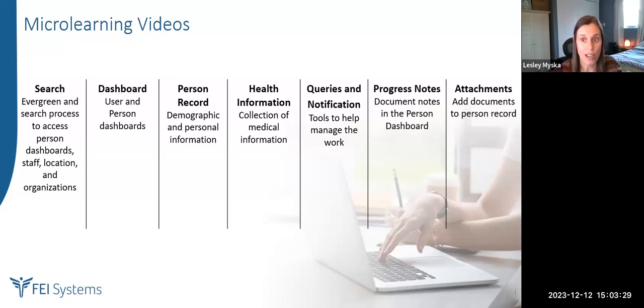Progress notes. If your role allows you to create progress notes, which for DD intake and eligibility staff, you do have the ability to create general progress notes. You can review that microlearning and it will teach you how to do that. And then attachments, where you can upload supplemental documentation to support the information that's being captured in Evergreen. So as DD intake and eligibility staff, you may receive several documents that you will not key into Evergreen, but you will want to attach to the person record. So we will discuss that a little bit today.